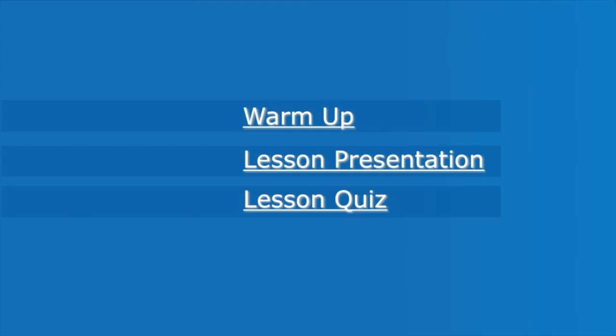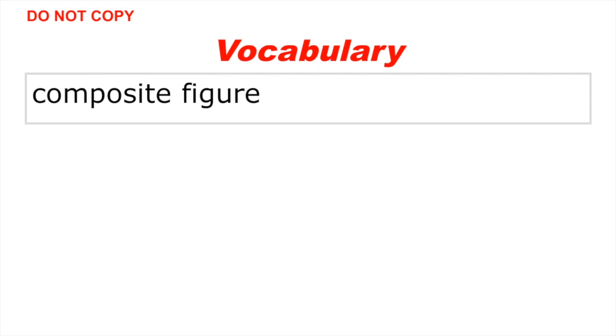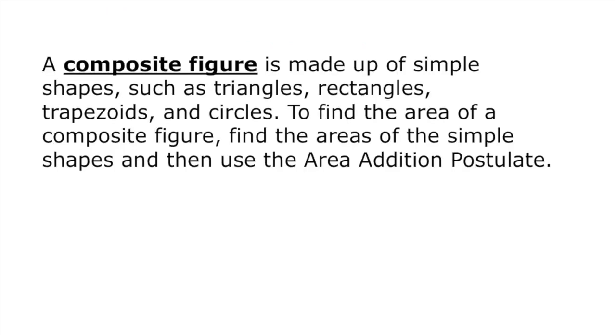Today we're looking at composite figures. Here are the objectives we'll be covering and our new vocabulary term. The definition of a composite figure is a figure that is made up of simple shapes such as triangles, rectangles, trapezoids, and circles. To find the area of a composite figure, you'll find the areas of all of the simple shapes and then add them together.